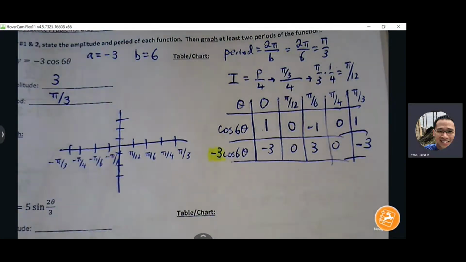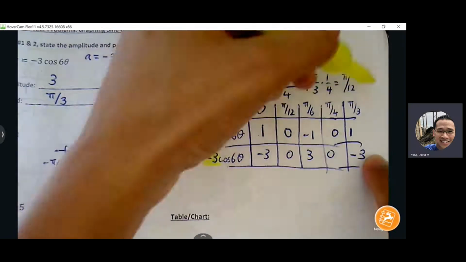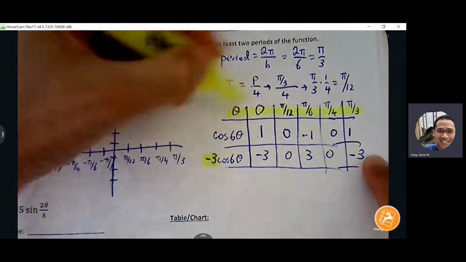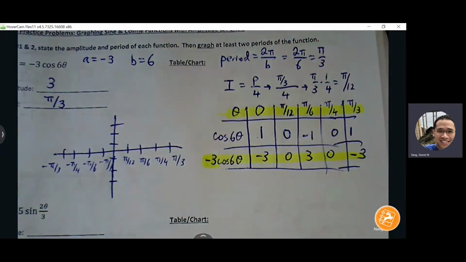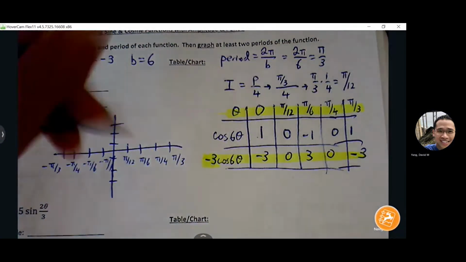Okay, and then just plot all these as ordered pairs. You're only looking at the first row and the last row now. The first row is your X value, and then your last row is your Y value.